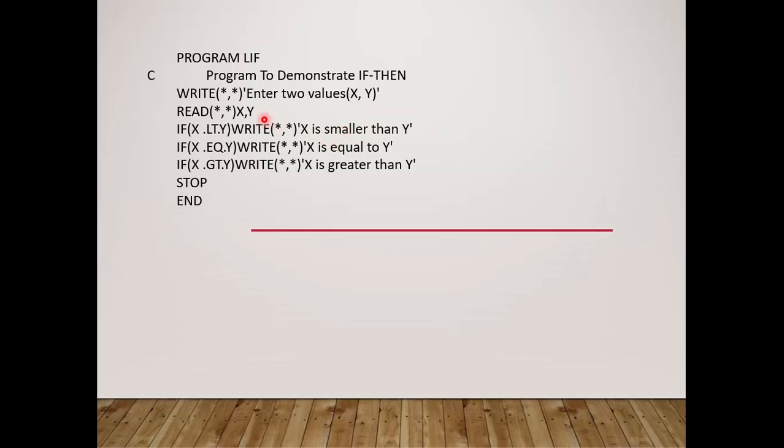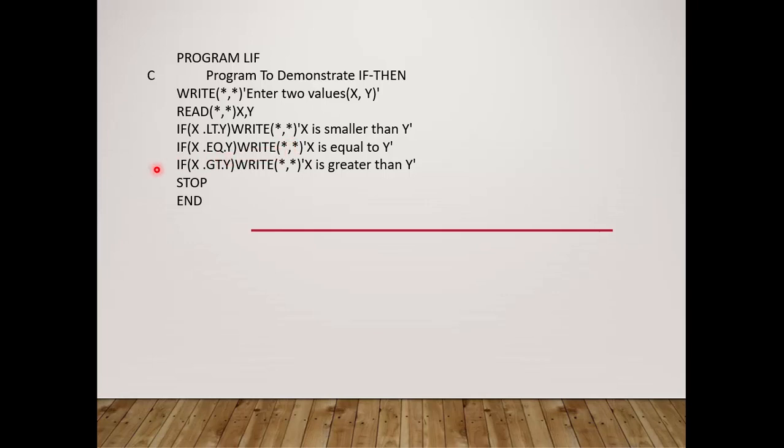If this is not true, then we have to check if x is equal to y. So how to check that? x dot eq dot y, dot eq dot is the operator for equal to. Then we have to write here write star comma star x is equal to y. This is unformatted write statement because we have not mentioned here where is the first part and where is the second part.